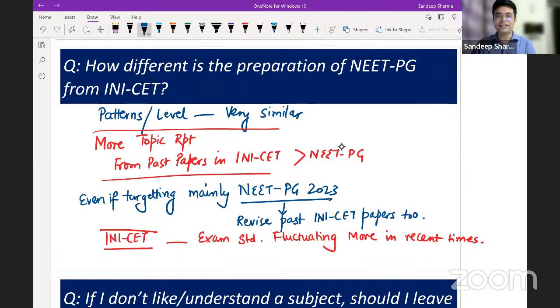And when you sit in the NEET PG exam 2 or 3 months later, you will be in a much better position to work upon the weaknesses you realized in the previous exam. So INICET, preparation or no preparation, you have to give. Preparation-wise, it is slightly different based upon the weightage and past year topics.